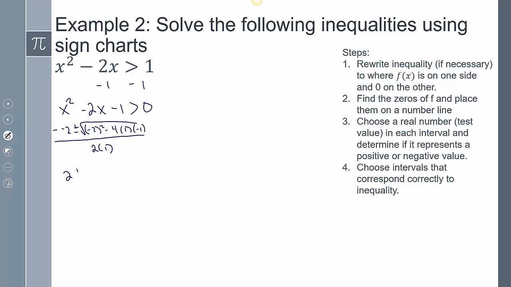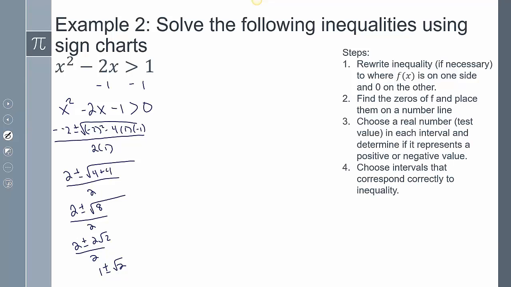So I'm going to get 2 plus or minus the square root of 4, and then plus 4, all over 2. So this will be 2 plus or minus the square root of 8 over 2, which is 2 plus or minus 2 root 2 over 2. Now everything gets divided by 2, so I get 1 plus or minus root 2.